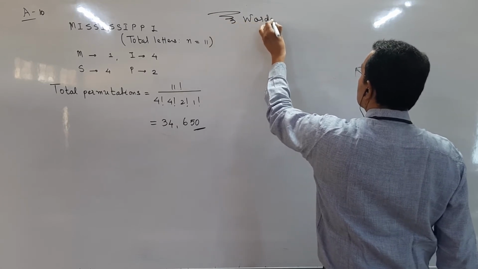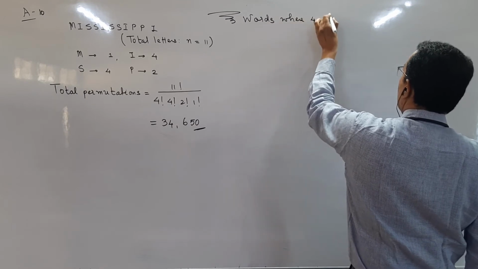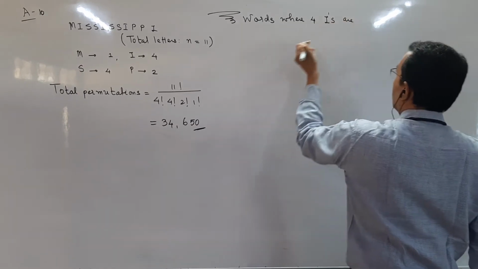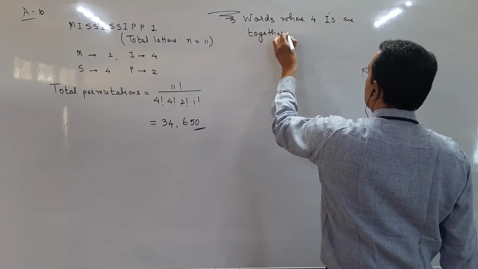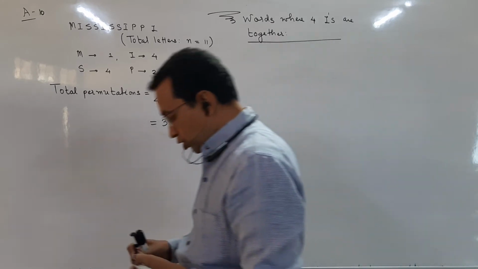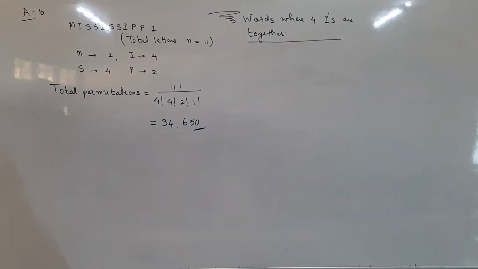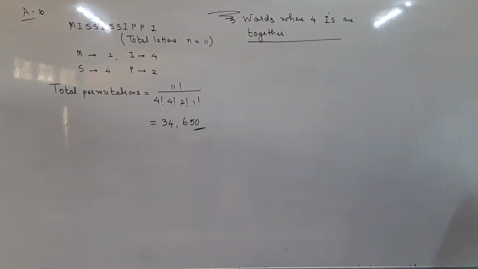Words where 4 I's are together. And then what we will do, students, we will subtract this from total permutations. Then we will get the words where 4 I's are not together. Directly we cannot go for the words where I's are not together.